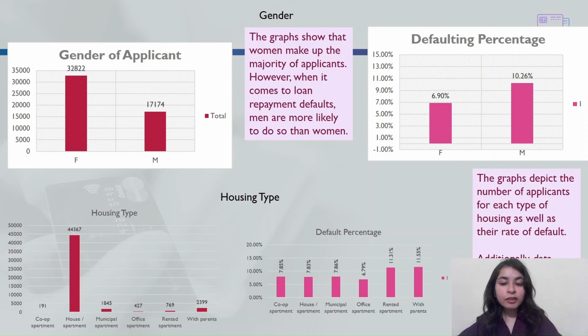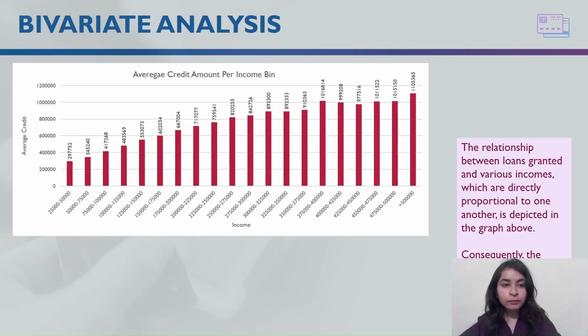If we talk about housing type, people with a rented apartment or who live with parents have a high ratio of defaulting. That might be because in a rented apartment they have to pay a huge amount of rent, and with parents we can say that maybe they are not earning well enough, that's why they are staying with their parents. The relation could be established.